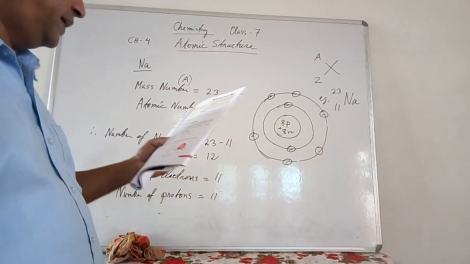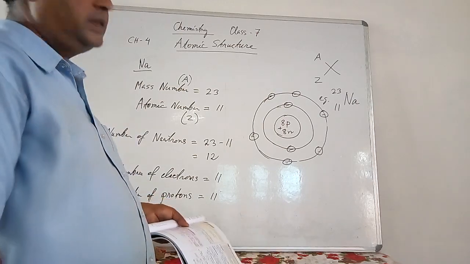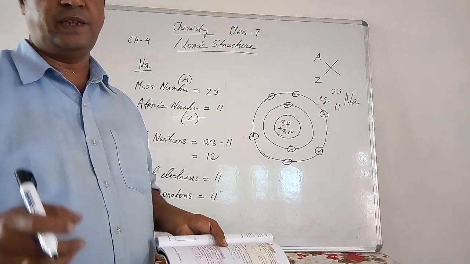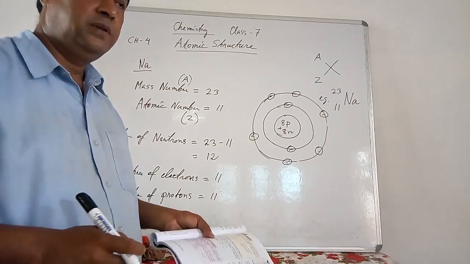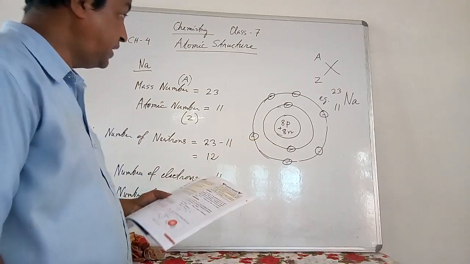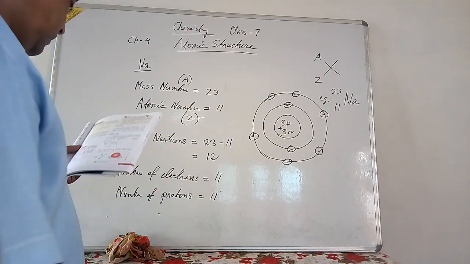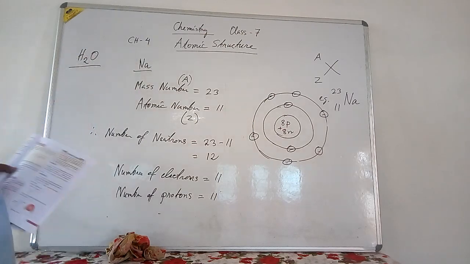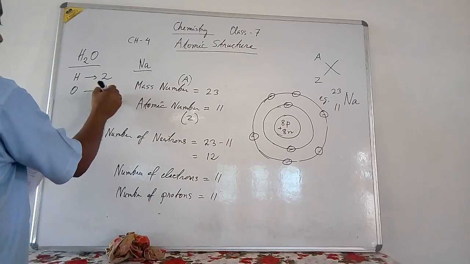Then the next definition given is compound. Now what is a compound? A compound is a substance made up of two or more elements combined together chemically in a fixed ratio of weight, that is atomic weight or atomic mass. Let's see one example of how they are made up in a fixed ratio of weight. Let's take the water molecule, H2O. In a water molecule, how many hydrogen atoms are there? 2. Oxygen, how many? 1.